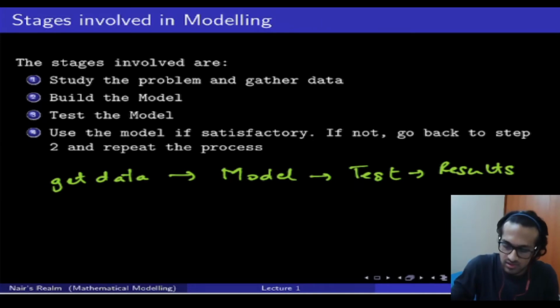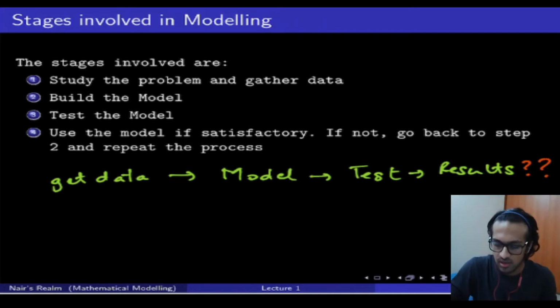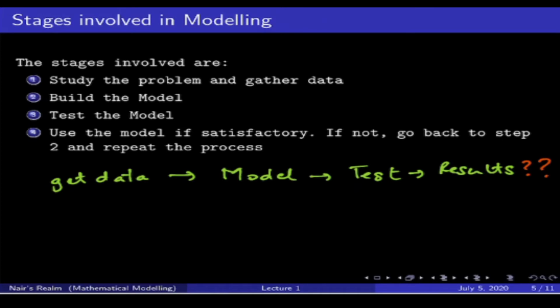And if the results are not satisfactory, so for example, let's say we got some results, but we don't think from our prior knowledge about the field that those results are right. If that's the case, then we have to go back to the model and change some aspects of the model. So from here, again, we go back. It's essentially nothing but an iterative process is what I'm trying to say.